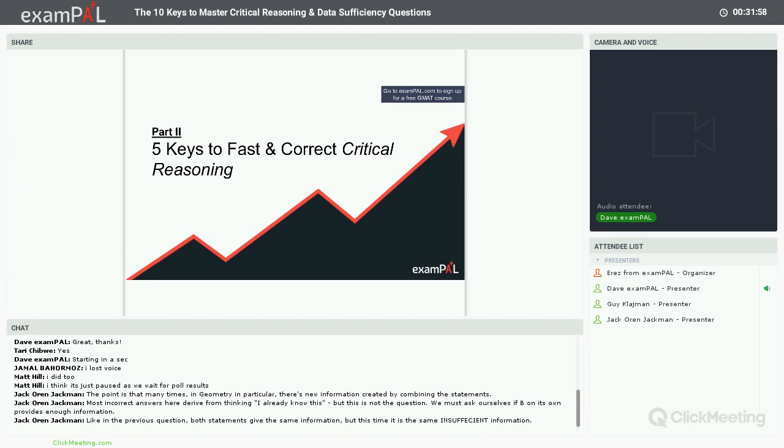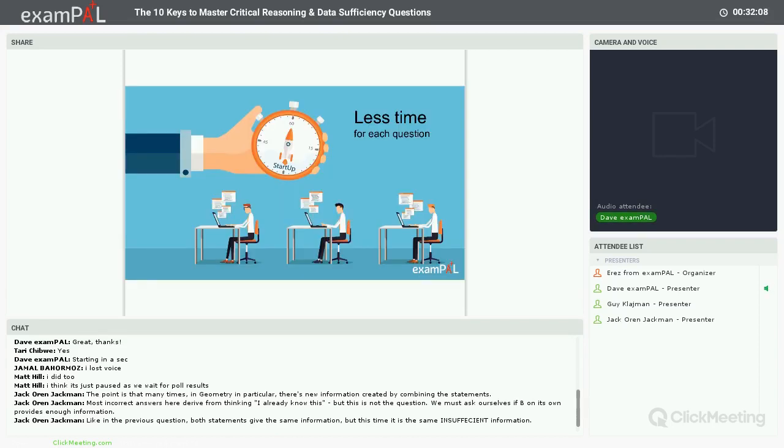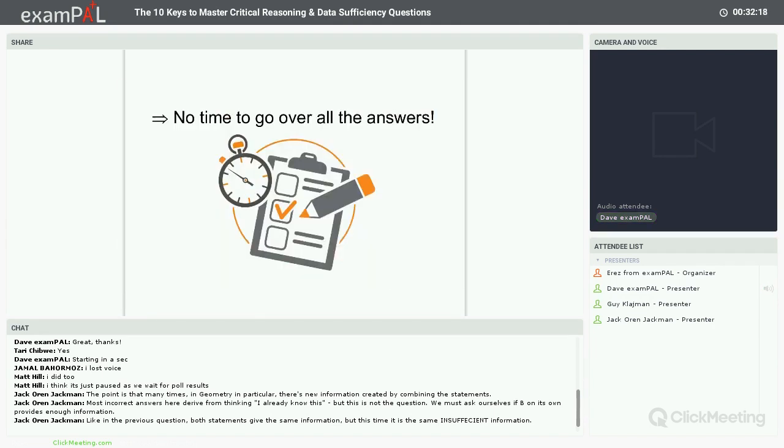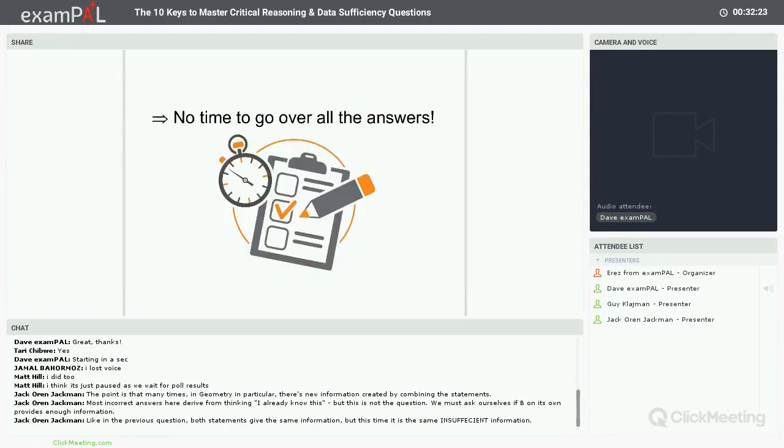So let's talk about the verbal section in general for just 1 second. The main issue in the verbal section as a whole is that there's never enough time. What makes the verbal so hard is that we have less time here than the quant. We have 41 questions instead of the 37 we have in quant. And these questions are a lot more demanding. We have longer texts, lots and lots of details, and we have convincing wrong answers. So we don't have time to go over all the answers. And the issue of time can be solved by using what we call verbal time traps.